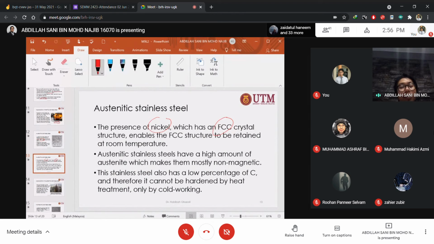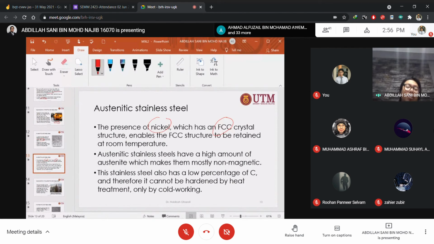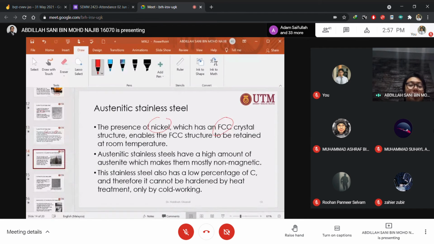And this stainless steel also has a low percentage of carbon, therefore it cannot be hardened by heat treatment, only by cold working. So it's the same as ferritic. We have very low carbon, so we cannot change to martensite. It cannot form any precipitate, so it is non-heat treatable. So what we do to strengthen a non-heat treatable metal is cold working. That's our last resort. Cold working is rolling, drawing, and so on.